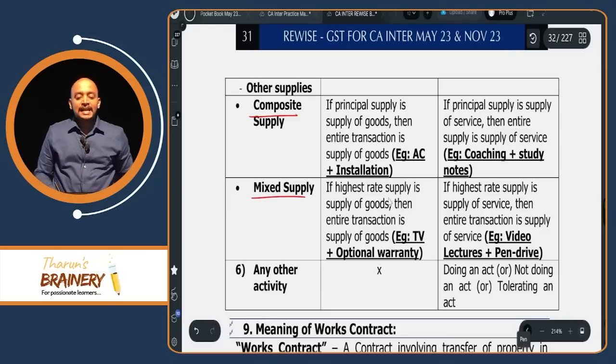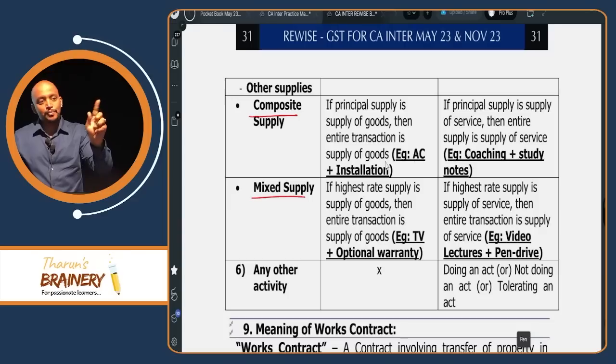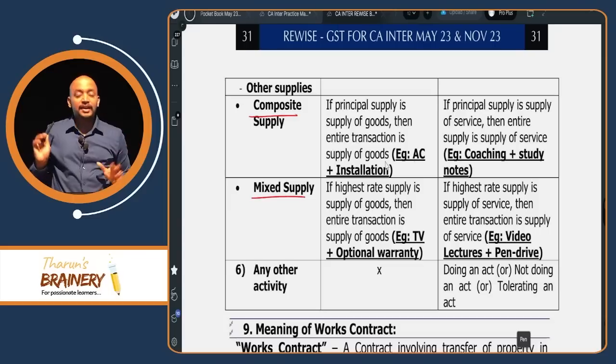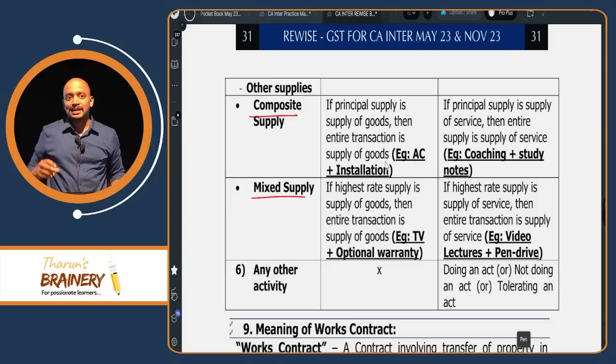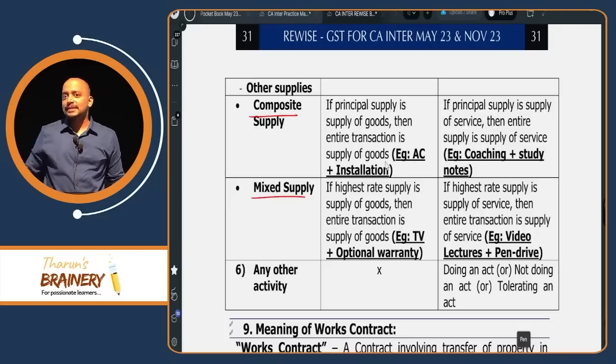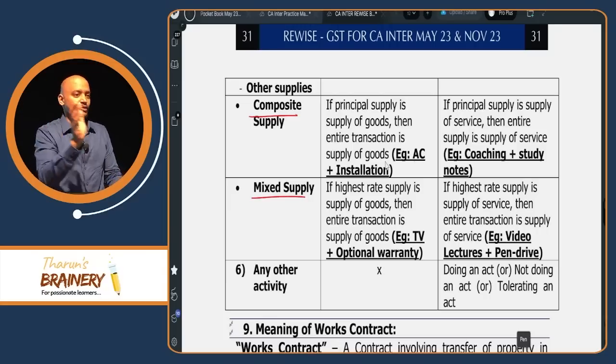For example, AC and installation is composite supply. Why it will become composite supply, a little later we will see. But it is composite supply. So, what is the principal supply here in AC and installation? Main supply is the AC, and installation is ancillary. Main supply is supply of goods or supply of service? Supply of goods. So, the entire transaction will be classified as supply of goods.